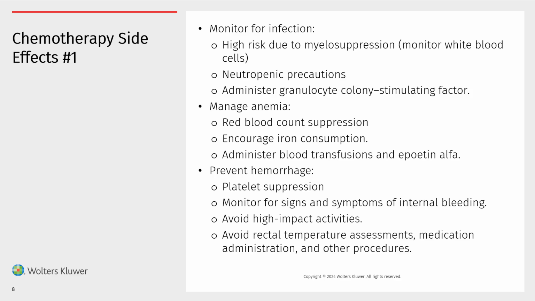So what are the side effects? We monitor for infection, high risk due to myelosuppression. We're going to monitor lab work for white blood cell counts. Neutropenic precautions, administer granulocyte colony stimulating factor, manage anemia, red blood cell count suppression, encourage iron consumption, administer blood transfusions and epoetin alpha.